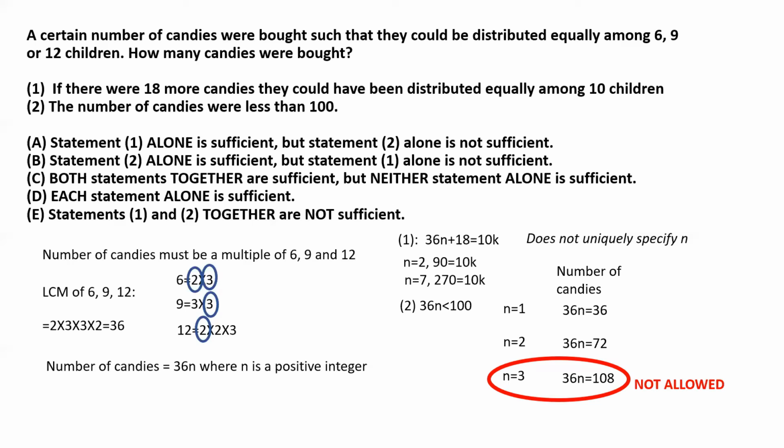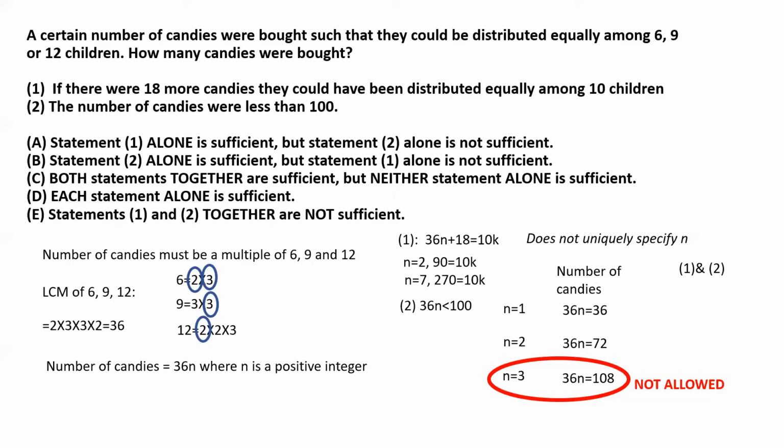But statement 2 by itself narrows down the number of candies, right? But it still doesn't uniquely specify what the number of candies would be, because we at least see two options here: n equal to 1, for which the number of candies may be 36, or n equal to 2, for which the number of candies may be 72. So what if we now consider 1 and 2 together?